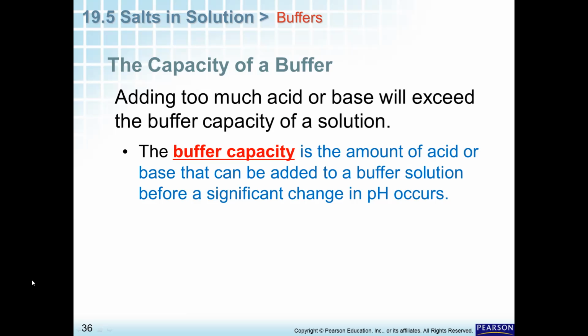What does buffer capacity mean? It is the amount of acids and bases that you can add before the buffer fails. Let me give you a good example.